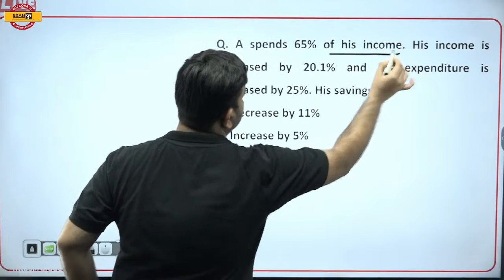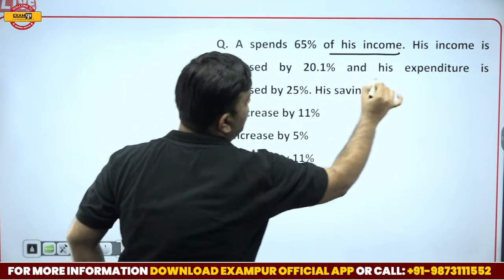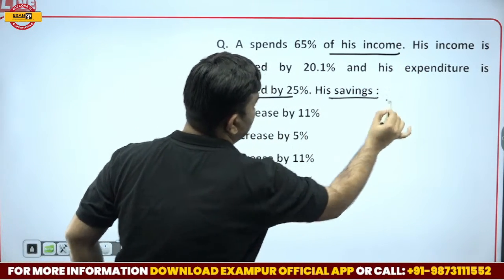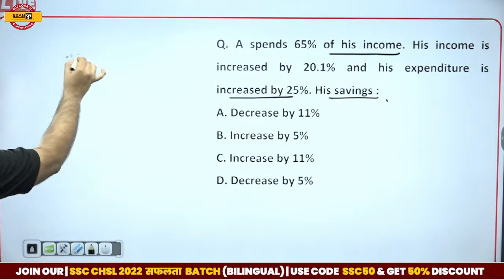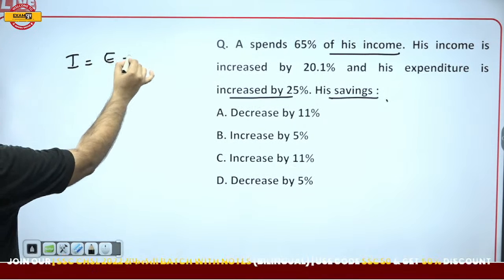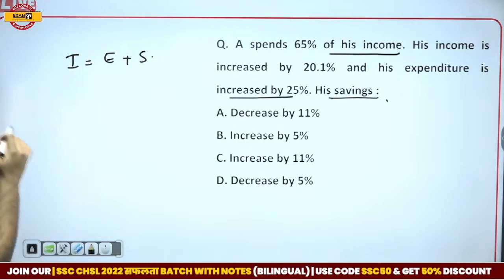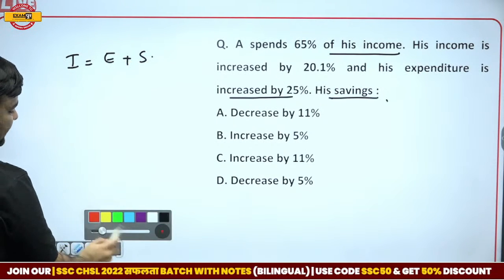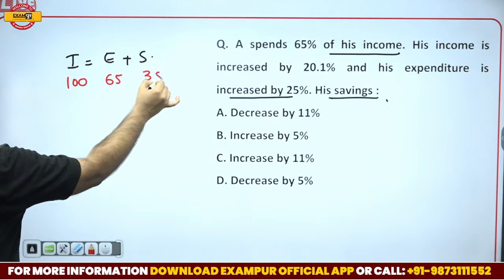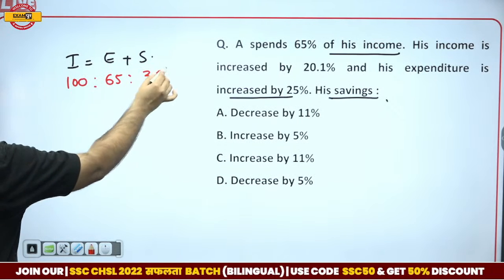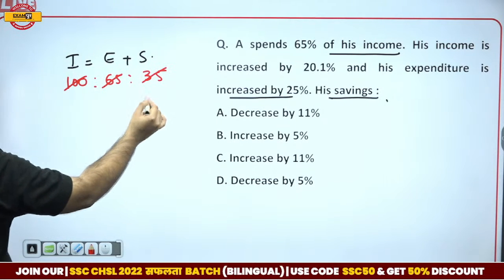Income, expenditure, savings. Income is equal to expenditure plus saving. A man spends 65% of his income. Out of 100, spend 65, save 35. Find out the simplified possible ratio.